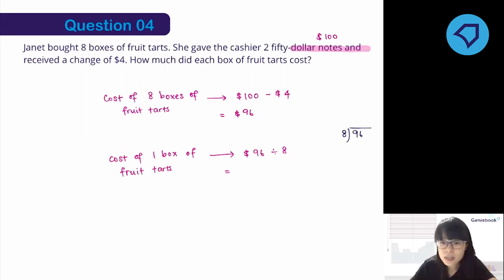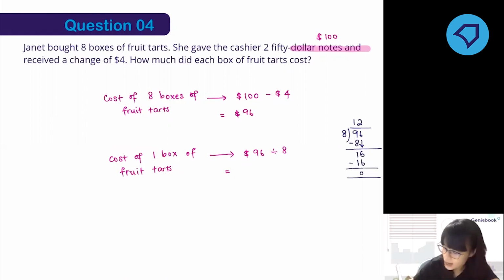The first thing we need to do is take 9 divided by 8. 9 divided by 8 will give you 1. In 9, you can only have one group of 8. Minus 8, 9 minus 8 is equal to 1. Bring down the 6, you have 16. Take 16 divided by 8, it is 2. 2 times 8 is equal to 16. Remember to minus off and make sure you do not have any remainder. You have a very nice number. No remainder, you are correct. So in this case, one box of fruit tarts costs $12.